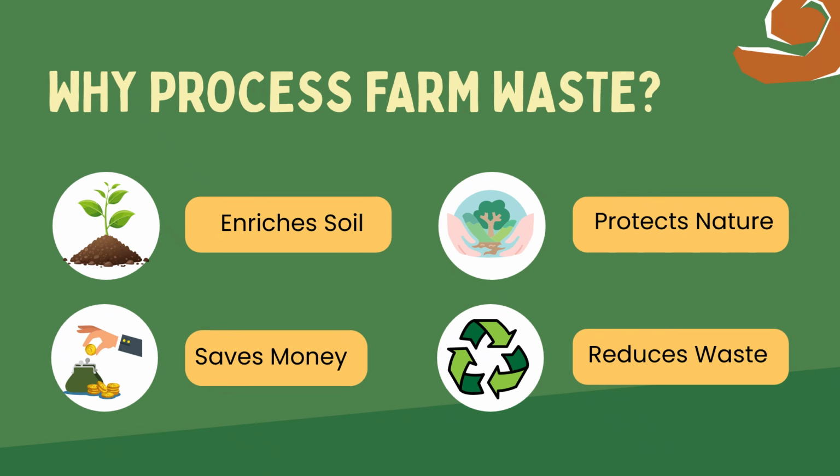And the fourth one, of course, it reduces waste. Processing transforms waste into useful products. Instead of throwing materials away, farmers can turn them into compost, fertilizer, or animal feed. This reduces the amount of waste sent to dump sites and promotes responsible resource management.